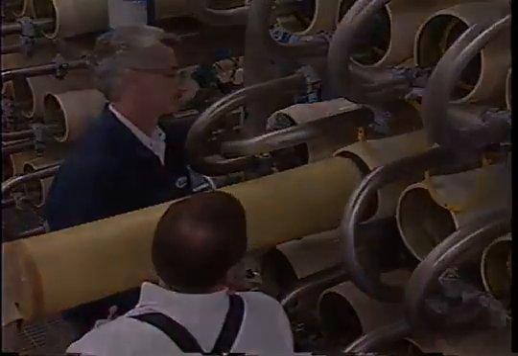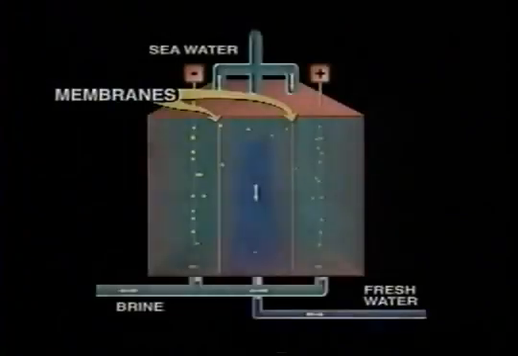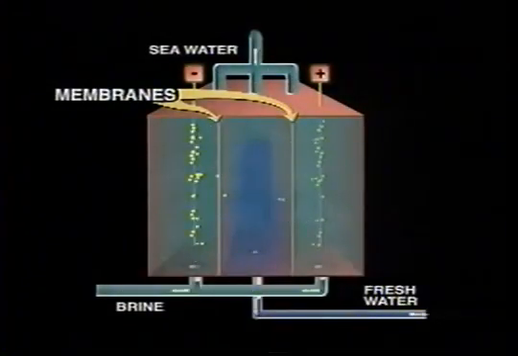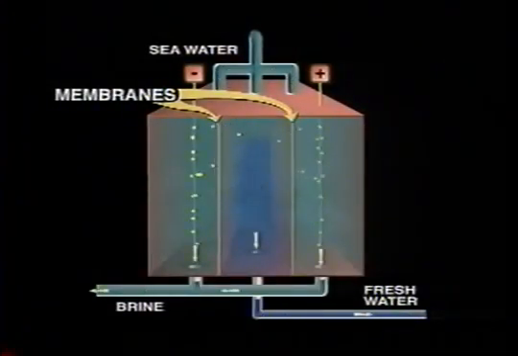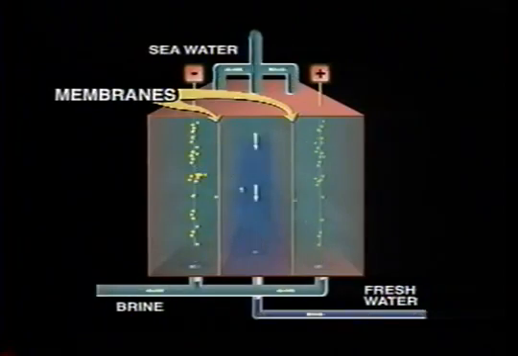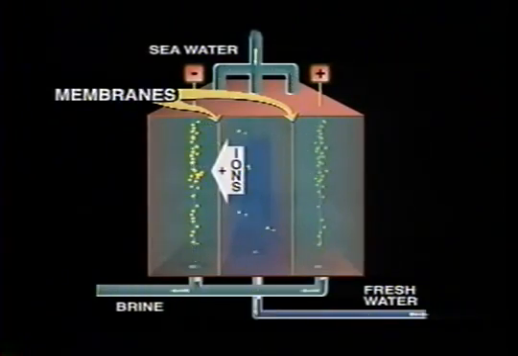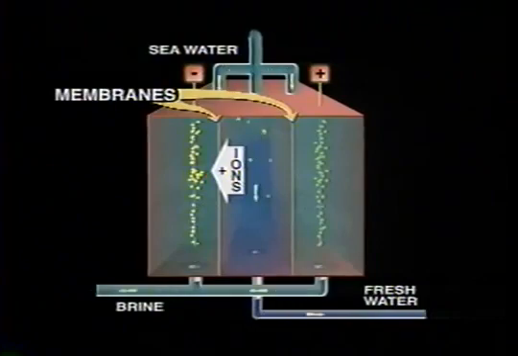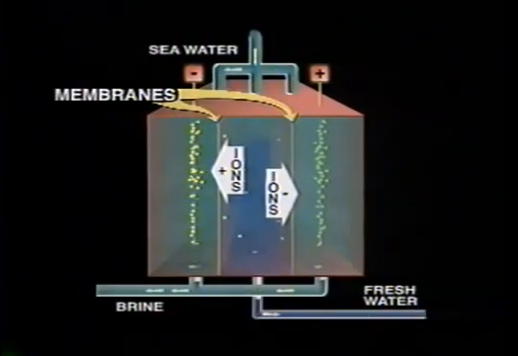A third method of desalination is electrodialysis. Two types of membranes are placed between pairs of electrodes. Positively charged ions, such as calcium and sodium, pass through the first membrane. Negatively charged ions, such as chloride and sulfate, pass through the second membrane, producing fresh water.